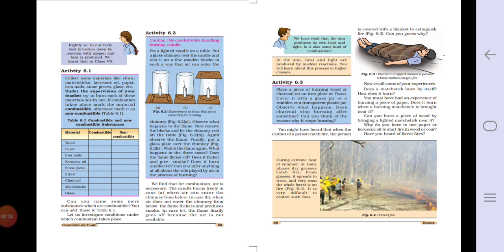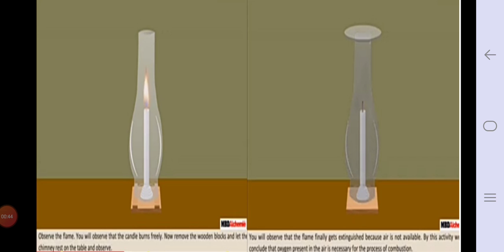So in the combustion definition we have studied the burning process which occurs in the presence of air. Whether the air, or oxygen present in the air, is important for combustion or not, that we are going to prove by the experiment of the candle.